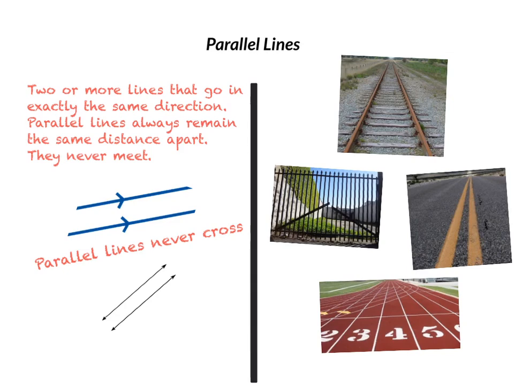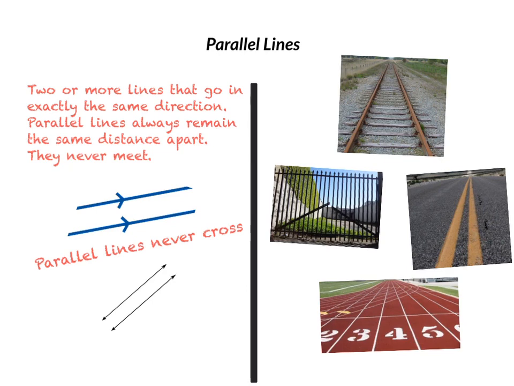Before we go any further, we must talk about parallel lines, because we find parallel lines in many regular shapes. Parallel lines can be thought of as train tracks, two lines going in the same direction that never cross and never meet. Parallel lines are the same distance apart and go in the same direction.